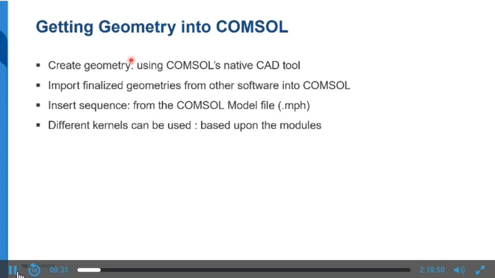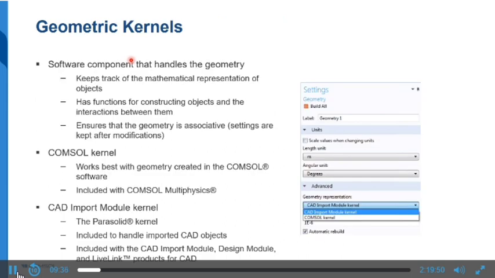While dealing with all these different geometry options, the kernels will be used based upon the models that you have. But what do we mean by kernel? What do you mean by geometric kernels? The geometric kernels are nothing but the software components that handle the geometry, meaning how COMSOL will see the geometry will be based upon which kernel you are using. With the base package, if you do not have access to any add-on license, like the CAD Import Module or Design Module or any LiveLink or any different CAD products, in that case, the default kernel will be the COMSOL kernel.